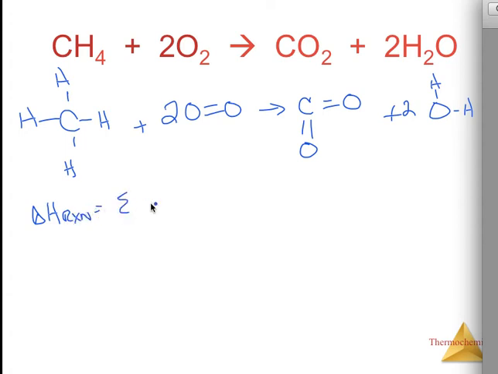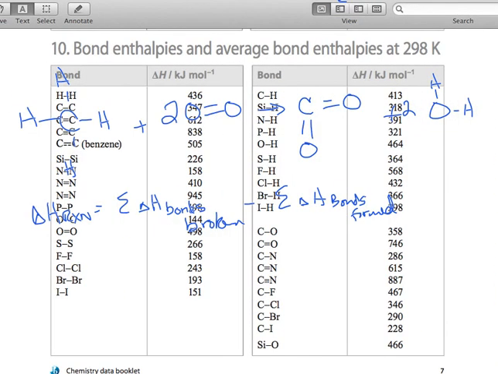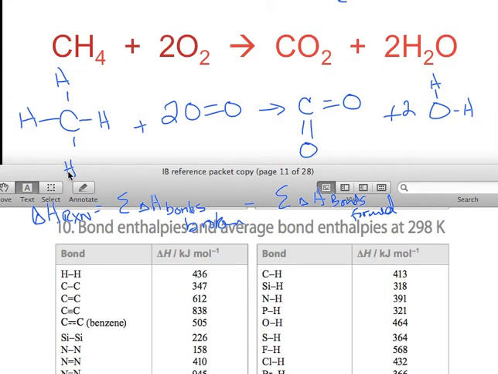All right, so delta H of a reaction using bond enthalpies is going to be equal to the sum of the delta H of the bonds broken minus the sum of the delta H of the bonds formed. Take a look at this table again. You notice hopefully that all of these are positive because these are all bond enthalpies to break the bond.